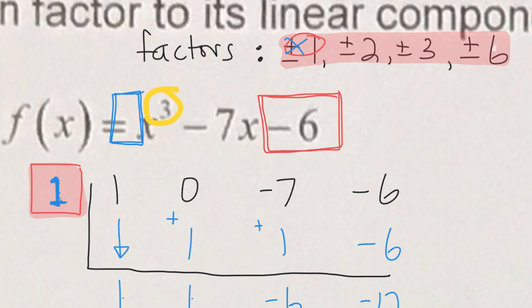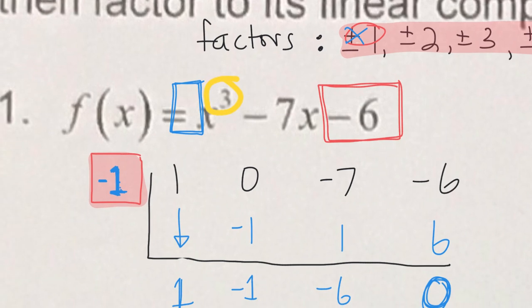So let's try -1. We drop down our 1. -1 times 1 is -1. Adding that to 0 gives -1. And then we multiply, and we get a positive. Then -7 plus 1 gives -6, and -1 times -6 is now a positive 6, and voila, I do in fact get a 0 as my remainder, which means that -1 is a solution.